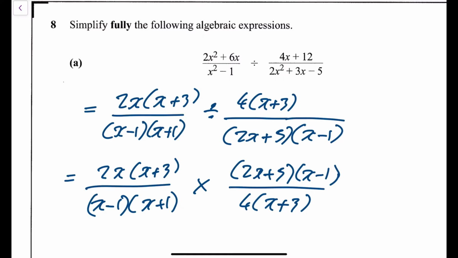So you can see, I'll use a different colour just so you can still see it. x plus 3 and x plus 3 cancels. Then I'll go in red. I have an x minus 1 and an x minus 1 cancel. What else have I got? That's maybe it, is it?